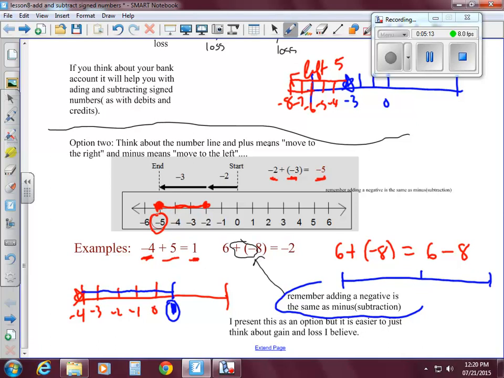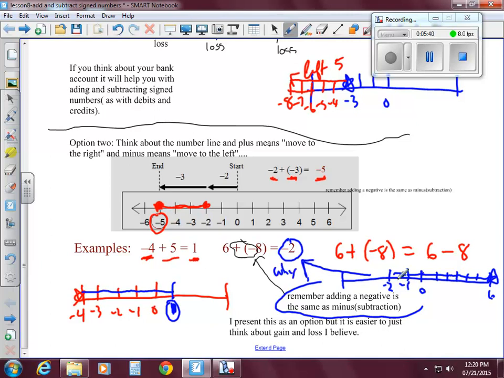If I'm standing, here's 0, 1, 2, 3, 4, 5, 6. If I'm standing at 6, and then I add a loss of 8, well, it really means I'm minus 8. Well, that means I go to the left 8. So 1, 2, 3, 4, 5, 6, 7, 8. I'm going to end up down here at negative 2. So again, I could draw that out to visualize why I arrive at negative 2.